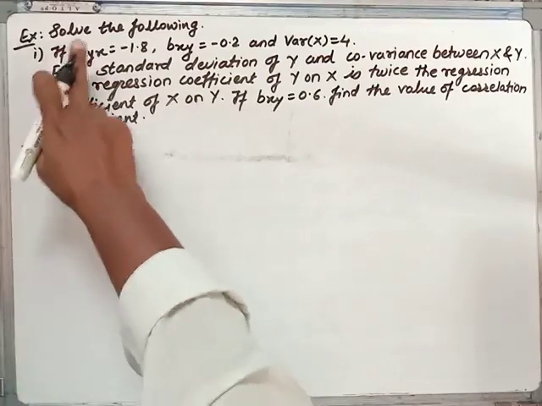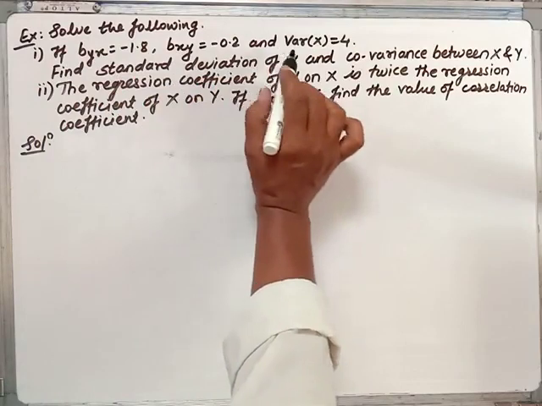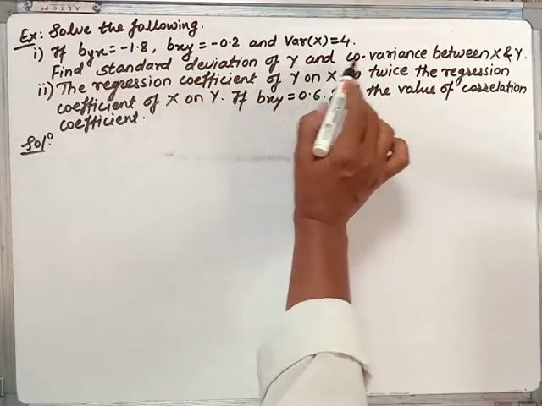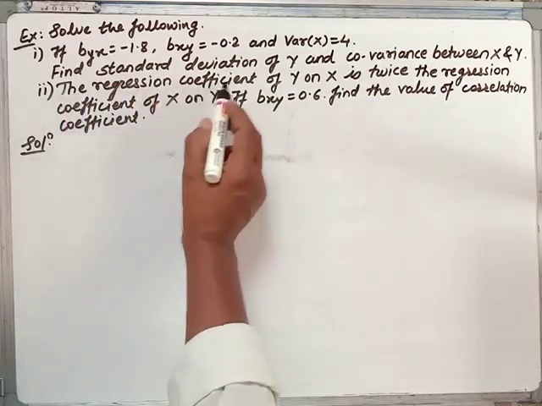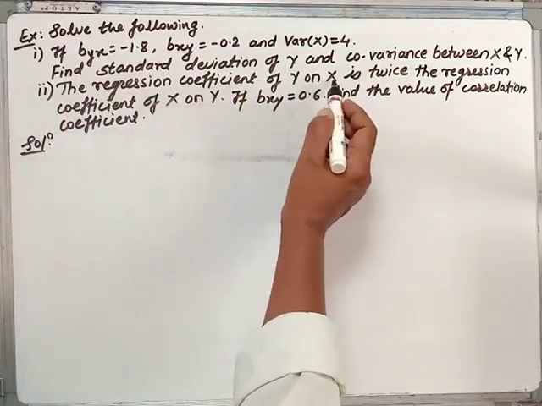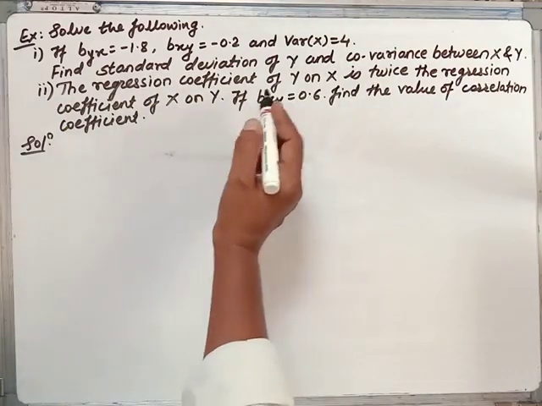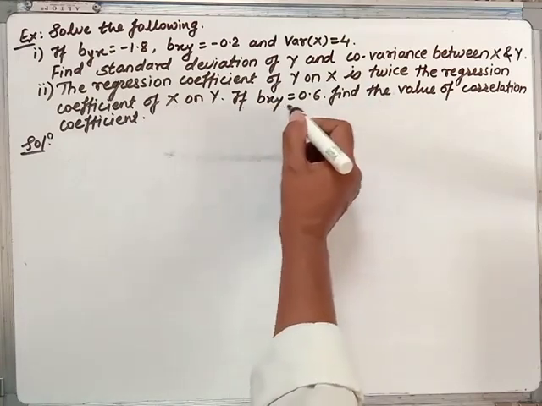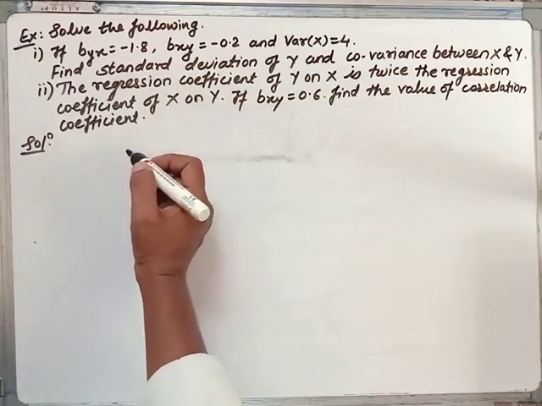Next example, solve the following. If byx is minus 1.8, bxy is minus 0.2 and variance of x is 4. Find standard deviation of y and covariance between x and y. Another part is, the regression coefficient of y on x, means byx, is twice the regression coefficient of x on y, means byx is equal to 2 times bxy. If bxy is 0.6, find the value of correlation coefficient, means r we have to determine.